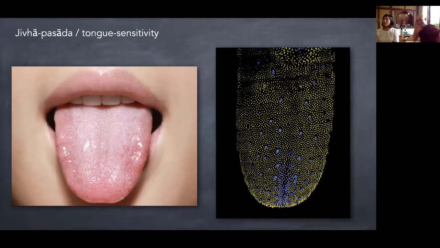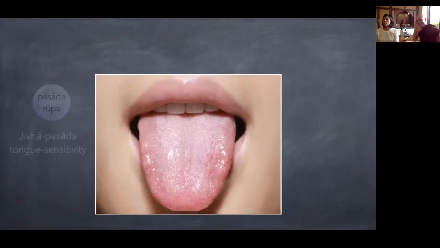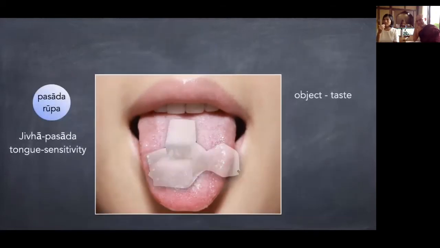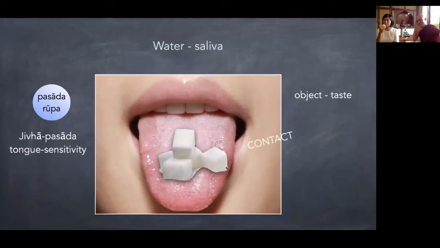So in the same way, when this tongue sensitivity, which is all over the tongue, meets its object, which is taste in this case, and with the help of saliva, then taste consciousness arises. So this is again a pair. Now, very interesting about these pairs, another marvel or wonderful thing, is that each sense has its own object.